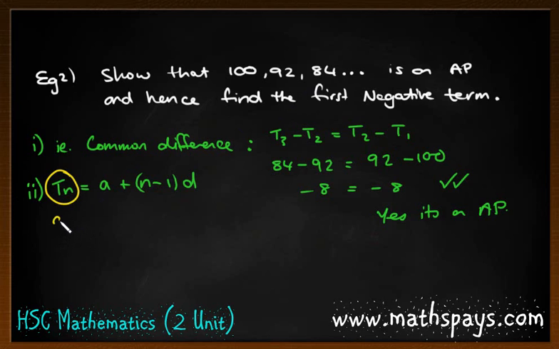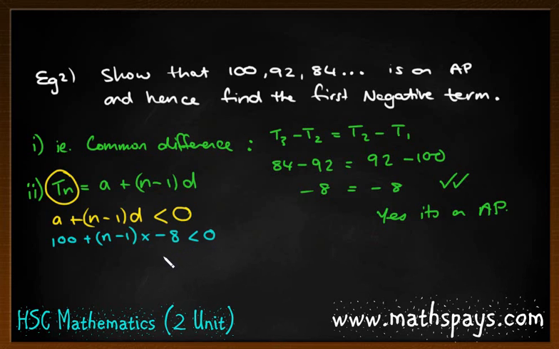In other words, what we want is this. We want to know when this is going to be less than 0. So what we're actually doing is coming up with an inequality. Our A, well, we can see that's clearly 100. Our n minus 1 d, well, we don't know what the n is, but we do know that the d is going to be negative 8, and it's less than 0.